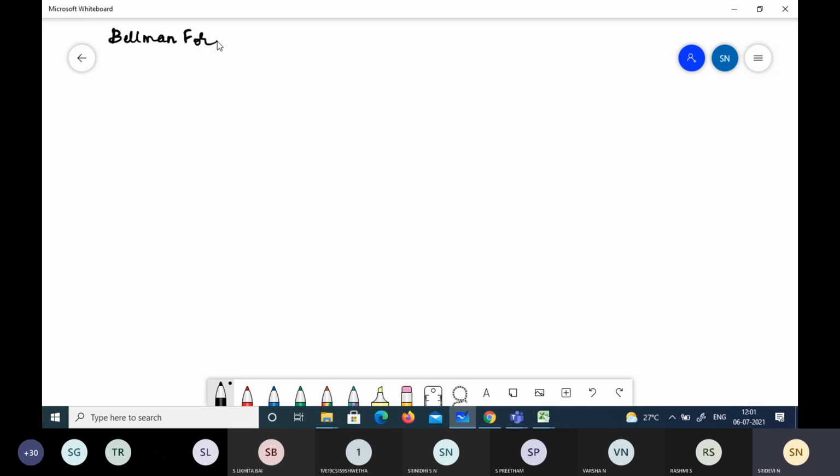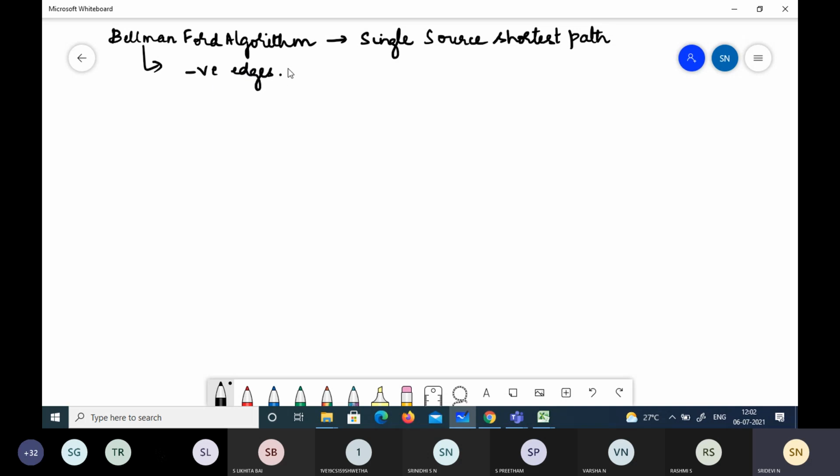Bellman-Ford algorithm, and this is to find, it's also an example for single source shortest path, isn't it? The only thing is it also works for negative edges, whereas Dijkstra's algorithm will not work for negative edges. Your Bellman-Ford algorithm works for negative edges as well.